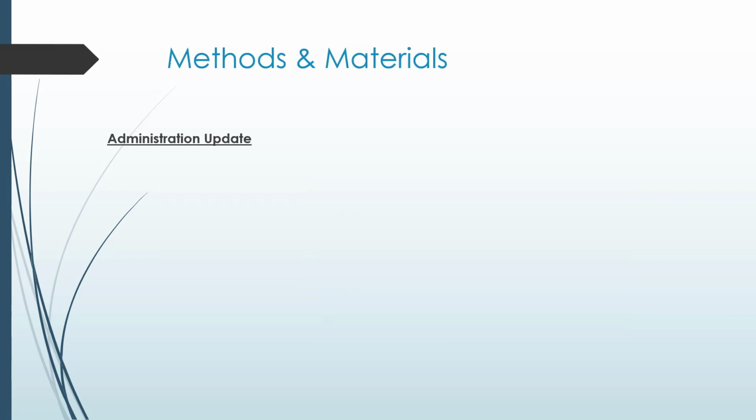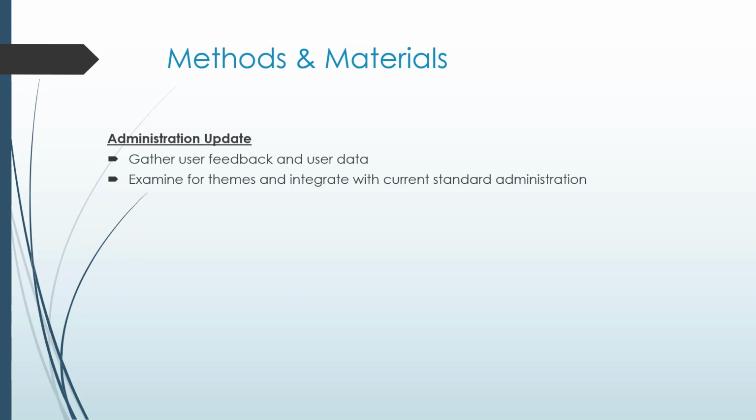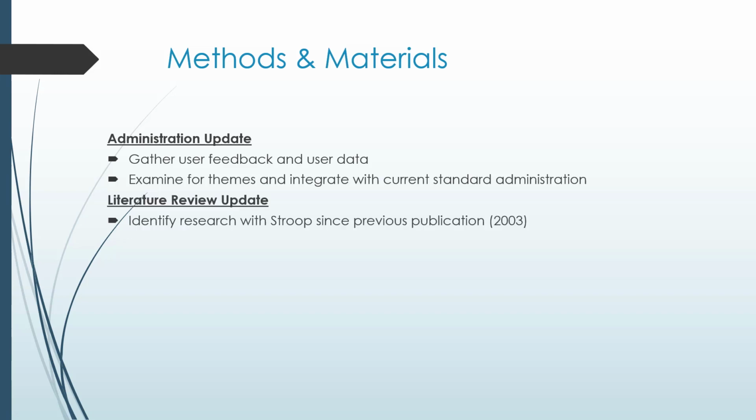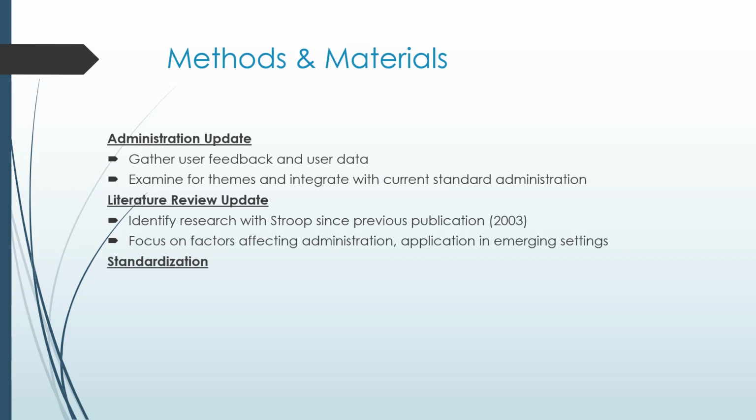For this update, with the methods and materials used, first of all, we gathered user feedback and user data about current trends, about who's using the test. We examined those for themes and wanted to integrate them to be usable with the current administration. For the literature review, we looked at literature that's been published since the last publication of the Stroop and focused especially on factors that would affect administration. So we looked at research that finds things that would be helpful to know if you're administering the test, and then at its application in new settings since the last time it was updated.